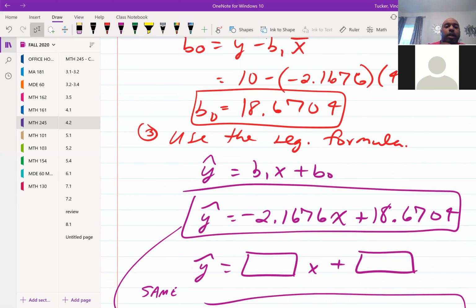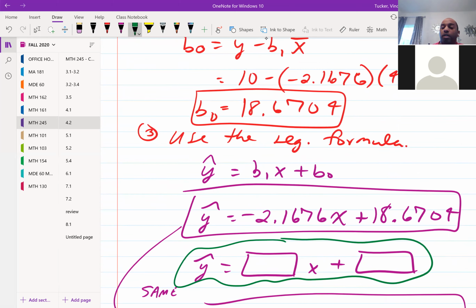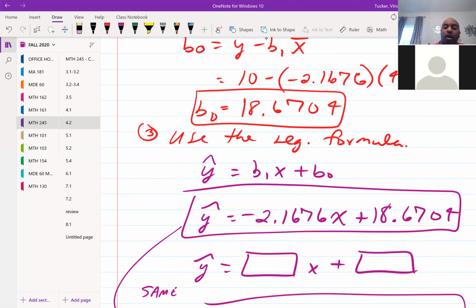And so here, someone had asked me about how MyMathLab wanted it. MyMathLab will set you up this way. They'll give you boxes to plug in, and make sure you plug in properly. Notice B1 is what's sitting in front of X, or is what is attached to X, whichever way you want to look at it.